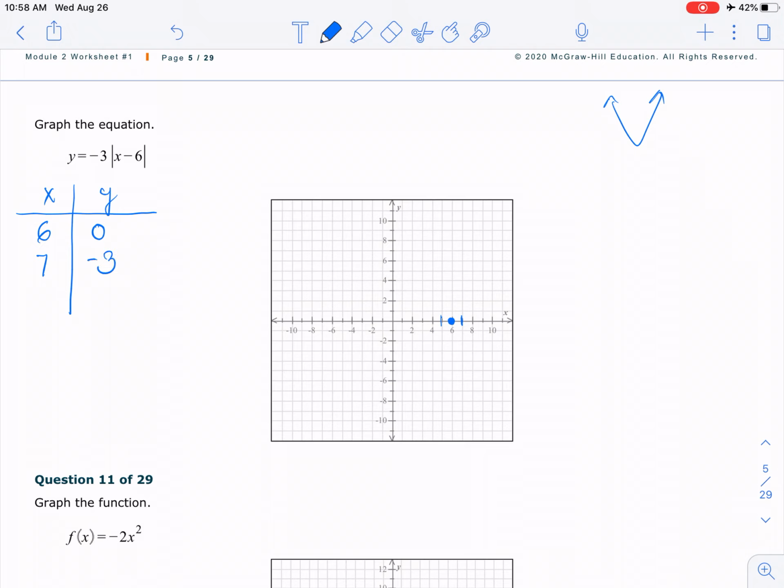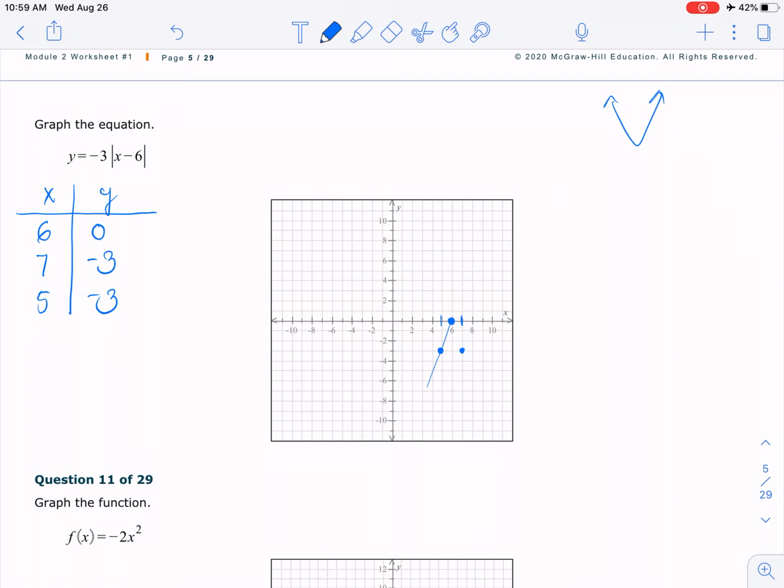Now, if you go to the left, you get 5. 5 minus 6 is -1, and when you take the absolute value, it's +1. So we get -3. You should get the same number, left and right. So for 7, we get -3 right here, and for 5, -3 right here. So that's how we create the V shape.